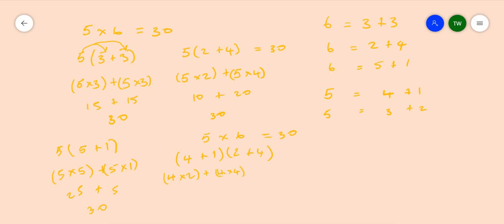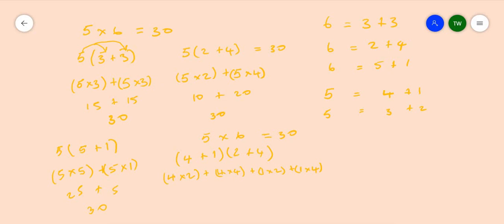So we're going to take the 1 to multiply each term in the second bracket. So it's going to be plus 1 times 2. And then plus 1 times 4. And we're going to carry out our multiplication and then simplify.